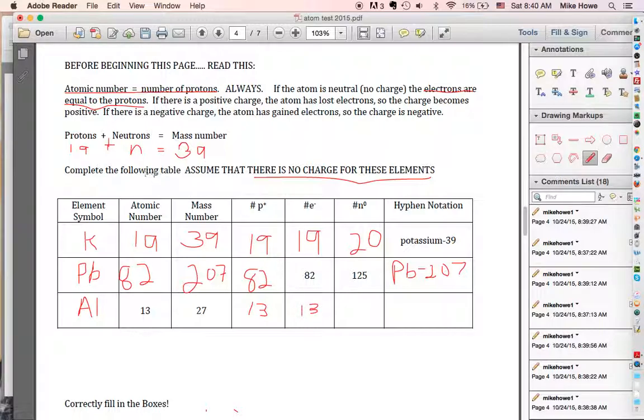The protons plus the neutrons equal the mass right here. So you know there are 13 protons, you know the mass is 27. So 13 plus x equals 27, or subtract 13 from both sides of that equation. 27 minus 13 gives you 14. Or logically, if you know the protons and the neutrons together are 27, and the number of protons in that 27 is 13, then the number of neutrons must be 14. And hyphen notation would be Al, or aluminum. You can write the word too. 27.